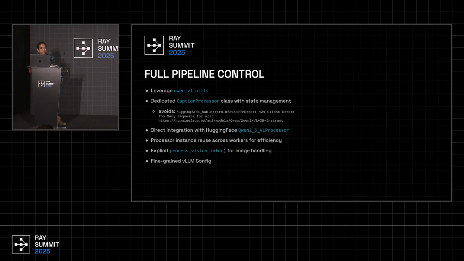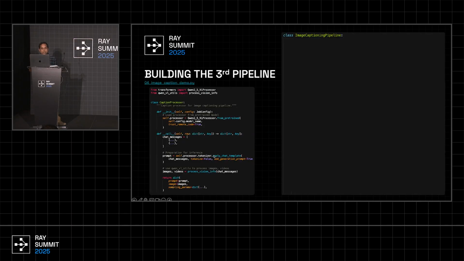So the way to do it is using a class, an actor with state management, and then we use the VL processor and process vision info method inside the code. And I will show you an example of how to do that. So we are building the third pipeline now.